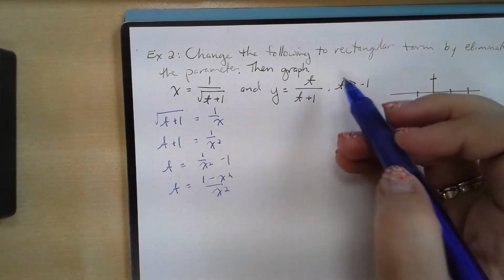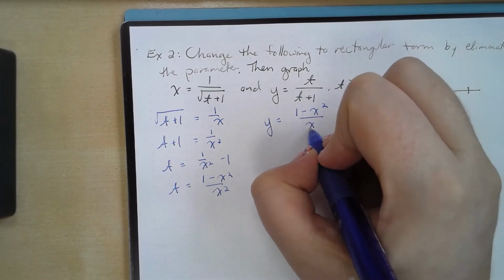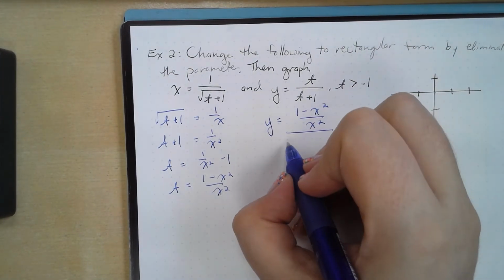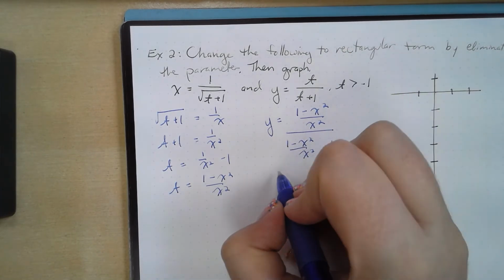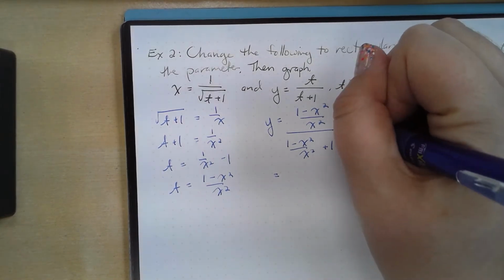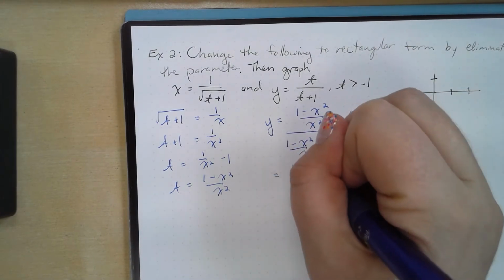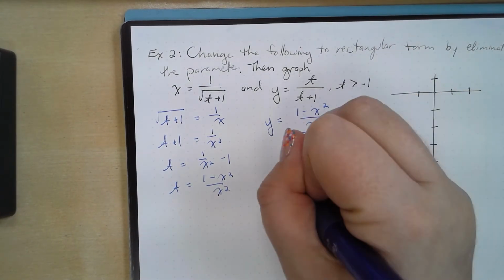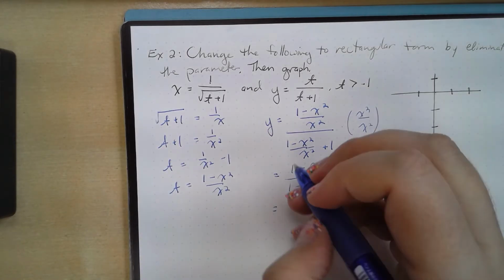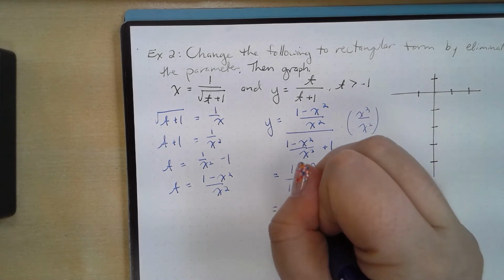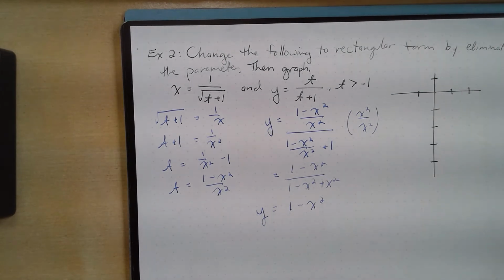Now I can take this t and substitute it in for y. So y is going to equal 1 minus x squared over x squared, over 1 minus x squared over x squared plus 1. And if I multiply by x squared over x squared, I get 1 minus x squared over 1 minus x squared plus x squared, right? Because I multiplied by that one there, which just becomes 1 minus x squared. So y is equal to 1 minus x squared.